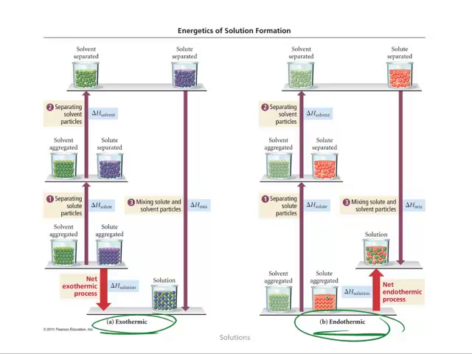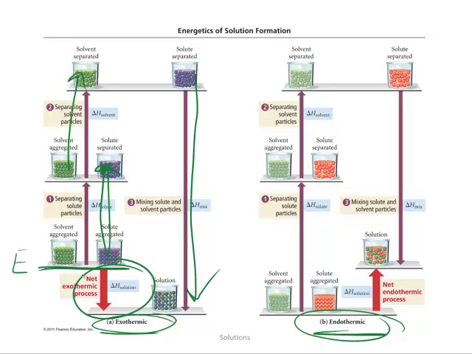Okay? And it's actually the sum of three processes. If you start out with pure solute and pure water, so say water and salt, it takes energy to separate the solid. So if we start down here on our elevator scale of energy, we're going to have to give this energy to separate it. It comes from the surroundings. It also takes some energy to separate the water molecules. But when you mix the solute and solvent, that is an exothermic process, meaning it's going to give off energy.